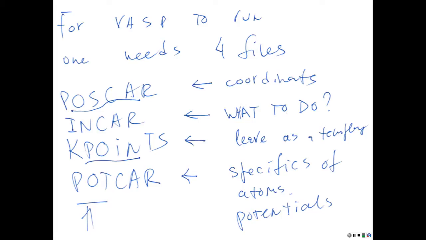It stands for Vienna Ab Initio Simulation Package. It has all or most of the functionality of Gaussian for chemical systems, but in addition it is designed well to treat solids, interfaces, nanostructures, liquids, gases, whatever. So a broader range of materials.